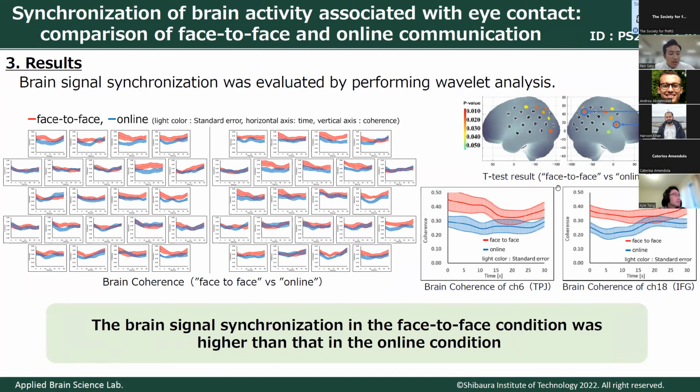Moreover, some areas were thought to be located at the temporoparietal junction, TPJ, and the inferior frontal gyrus, IFG. In conclusion, brain signal synchronization in the face-to-face condition was higher than that in the online condition.